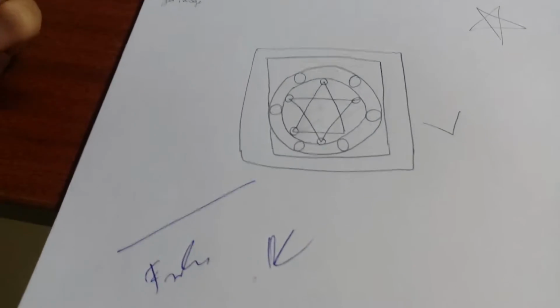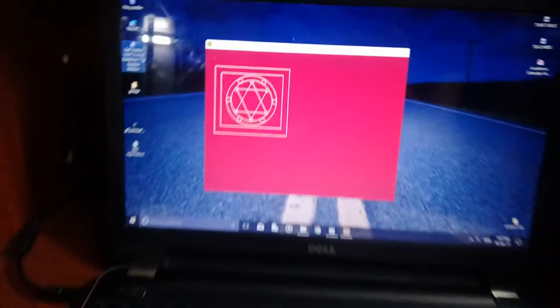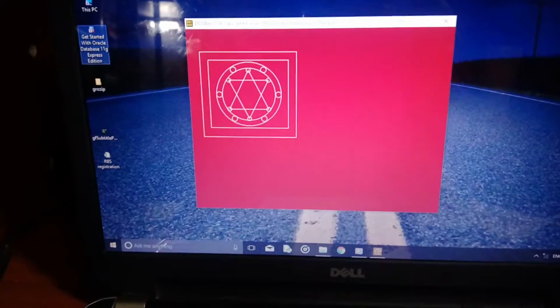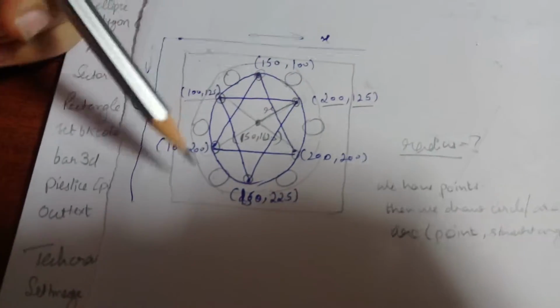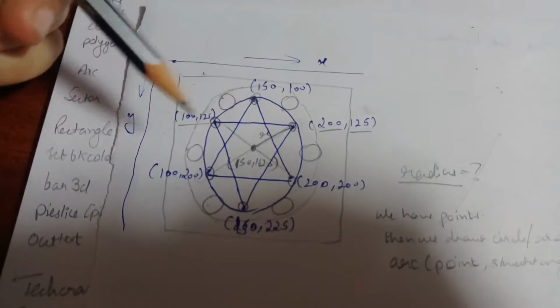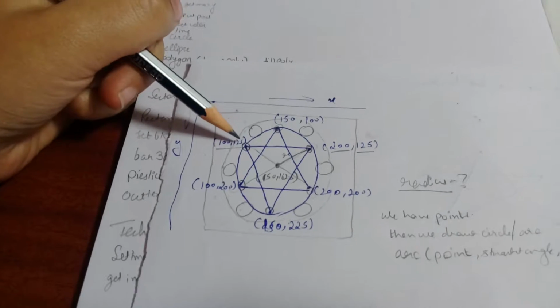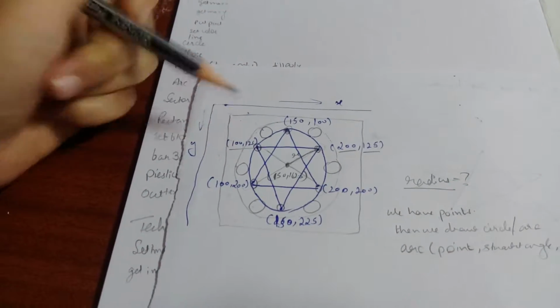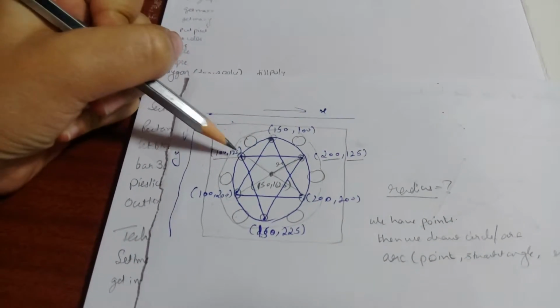Hello, this was the approved figure of ours and this was the required output. So we started with the inner star, as you can see in the figure. For this we required 6 lines, and we randomly chose 100 and 125 as the starting points. So we started like 100 and 125.